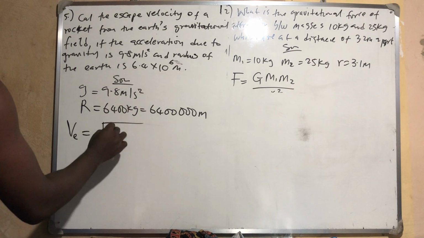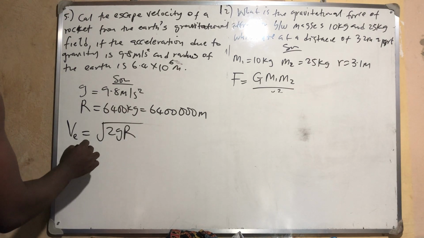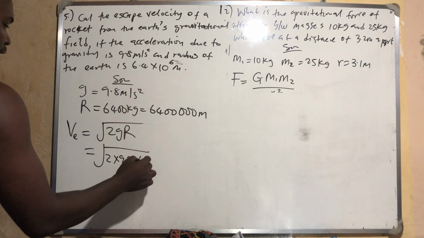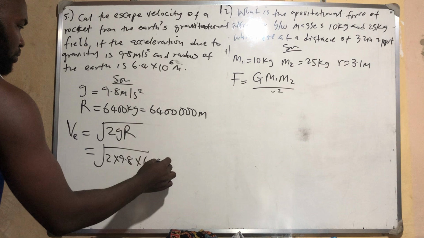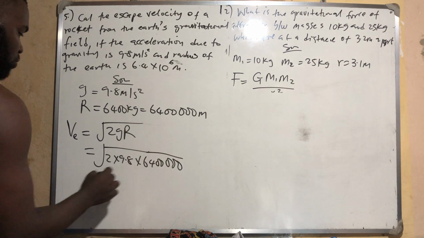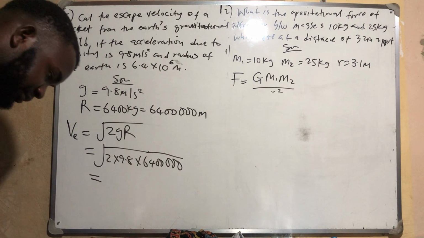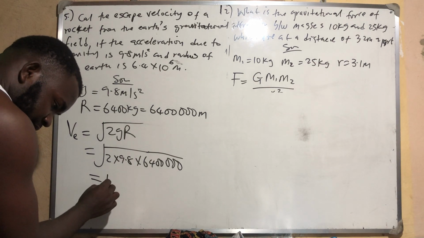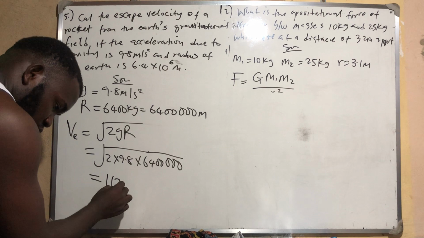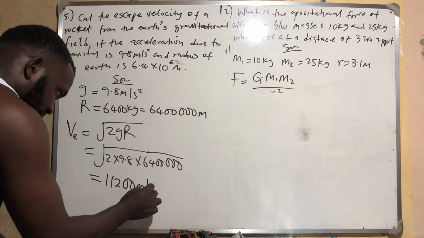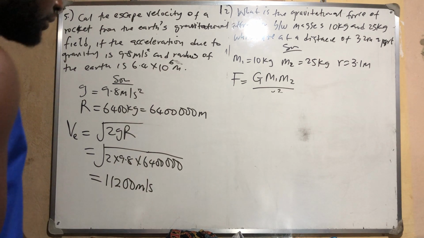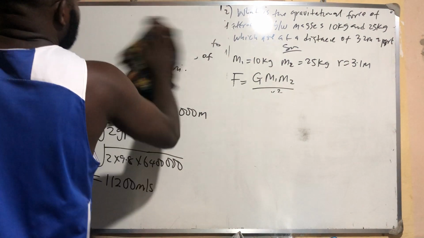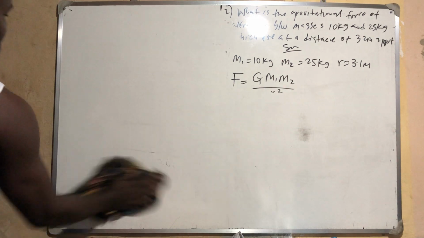I know that your escape velocity is given by the square root of 2gR. Very simple formula. The square root of 2 times 9.8 times 6,400,000. If you do everything, you'll have that the escape velocity there is 11,200 meters per second. So that is your escape velocity. And don't forget that velocity is measured in meters per second. Okay, so that is that for that.